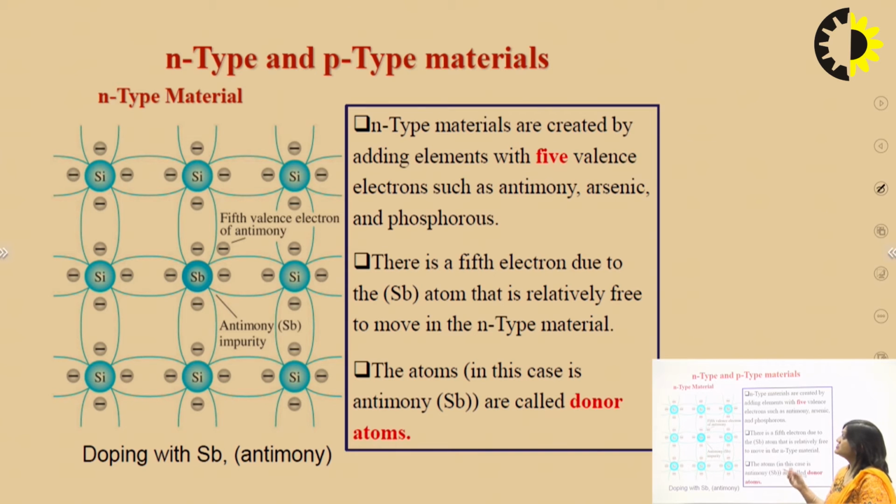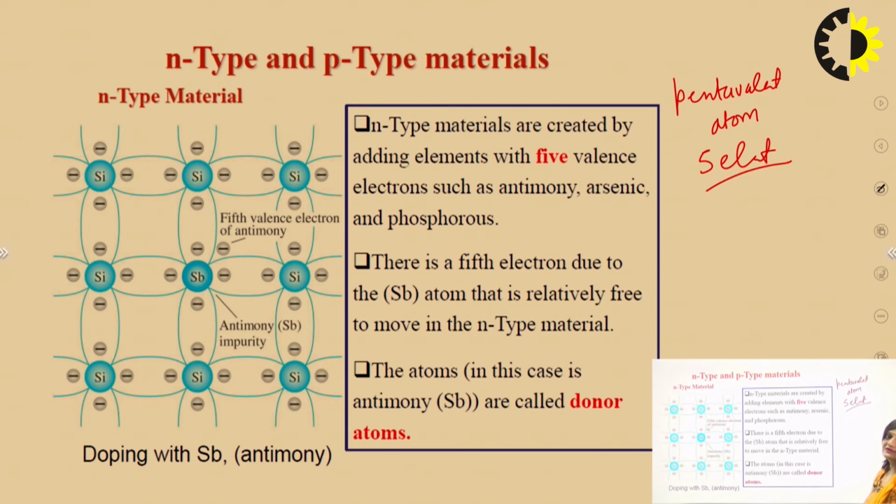So this is the structure for the N-type semiconductor. For N-type semiconductor, we have to make a doping of pentavalent atoms. Pentavalent atom means the atom in which the outermost orbit has 5 electrons, means the valence band has 5 electrons in the outermost orbit. These are like antimony, arsenic and phosphorus. These are the pentavalent atoms.